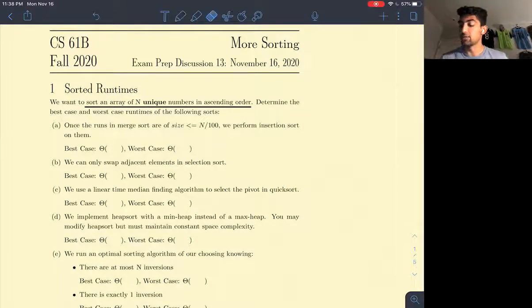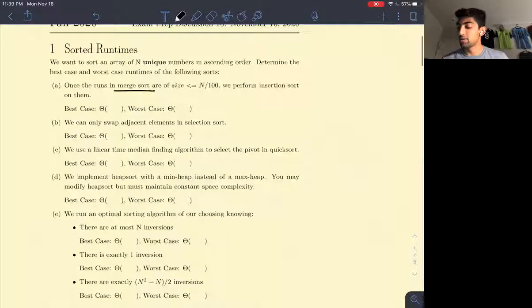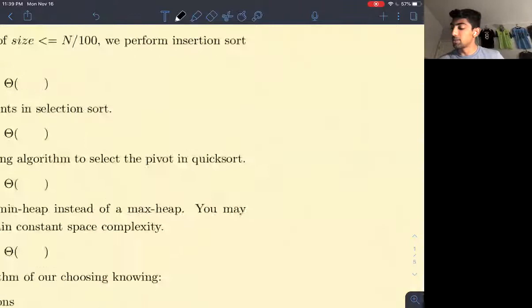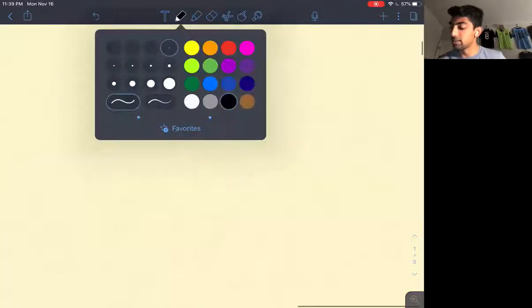We have some sorting algorithms outlined for us, and we need to figure out the best and worst case runtime of each. The first one is that once the runs in merge sort are of size n or of size less than n over 100, we perform insertion sort on them. In order to solve this question, let's first recall how merge sort works.